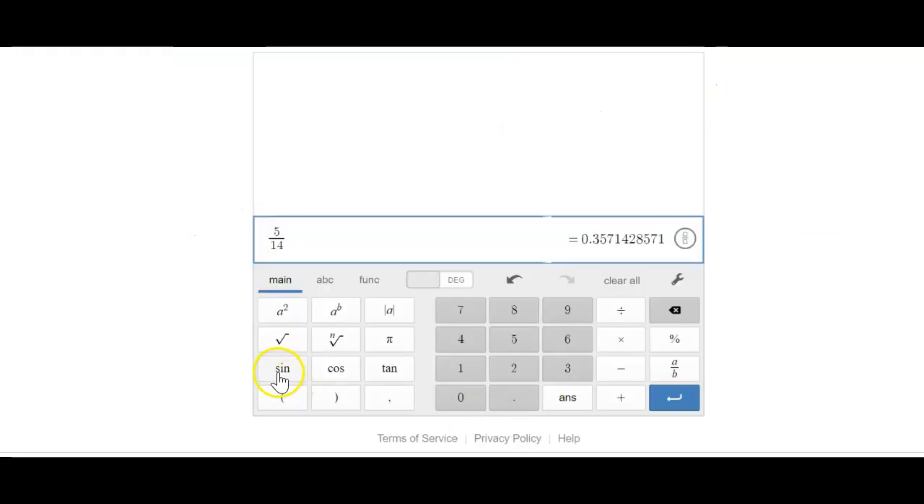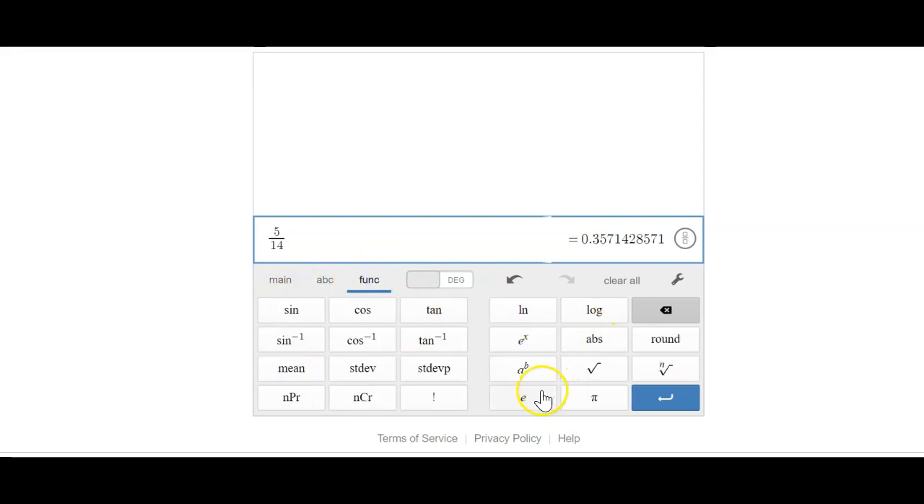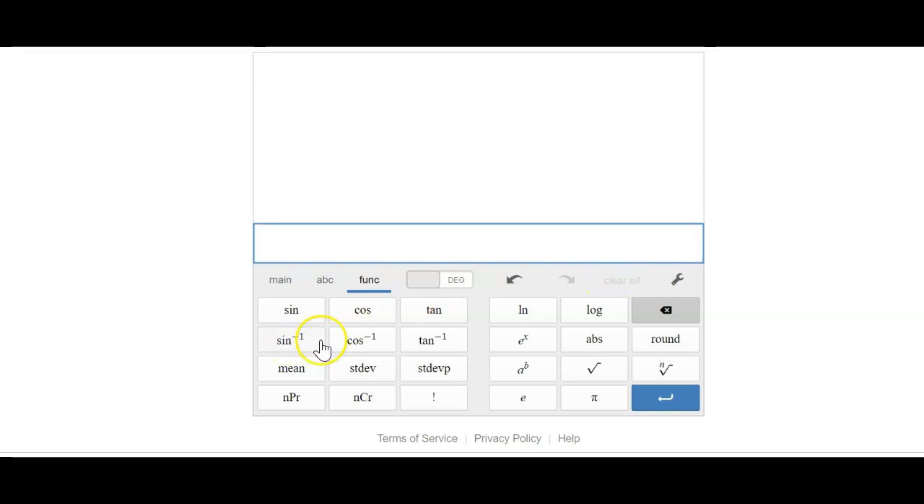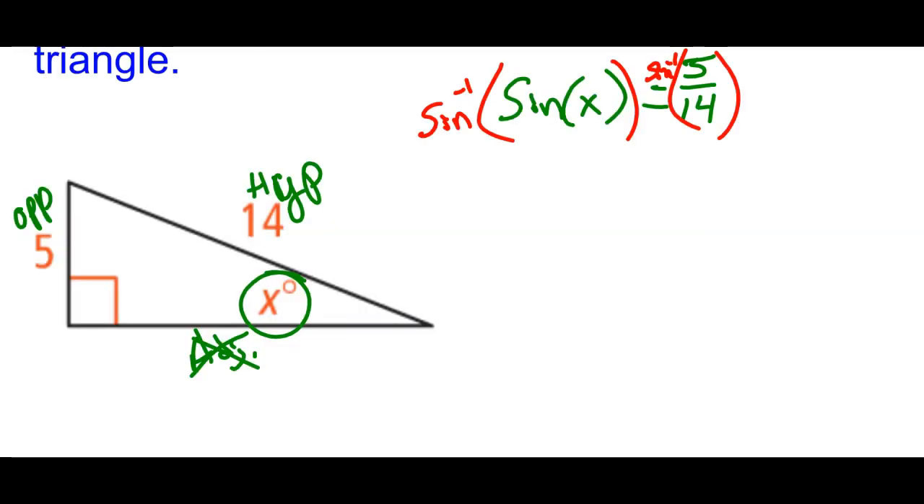In Desmos, they don't have that little bit of notation here on the main page, but if you click on function, it gives you a whole bunch of other types of functions. Some of them we've talked about in here, but I want to look at the sine inverse function. Let's clear out that. Before we actually find the answer to this problem, I want to convince you of what happens when we take the sine inverse of the sine of x. Let's look at this.